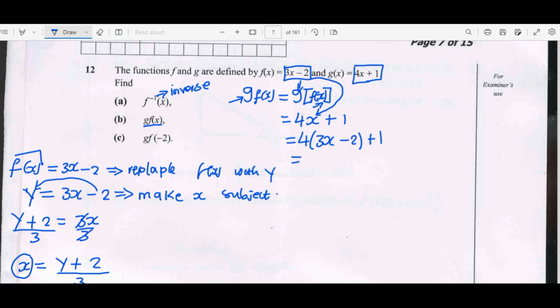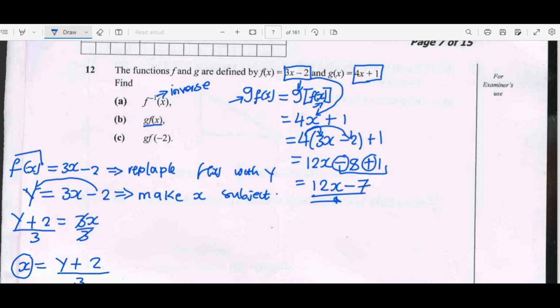Then we just have to bring in expansion under algebra. So the 4 will multiply with positive 3x, giving us 12x. Step number 1. Step number 2, the 4 will multiply with negative 2, giving us negative 8 plus 1. Then if you can see, these are like terms. So we can now combine those like terms. Now they have different signs. 8 has a negative sign, 1 has a positive. So we are going to subtract. 8 minus 1 is 7. Then as usual, we get the sign from the bigger number, which is our final answer: 12x minus 7.